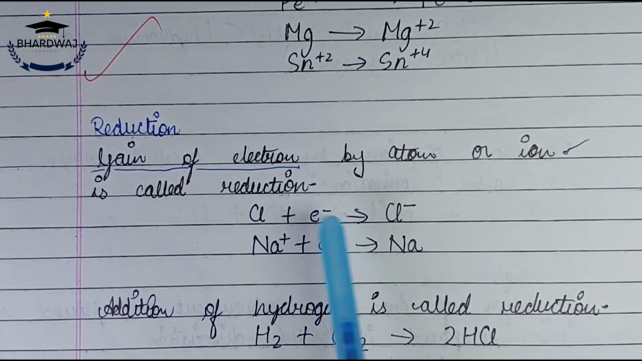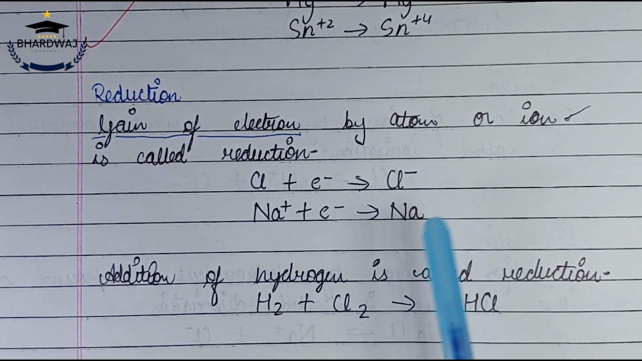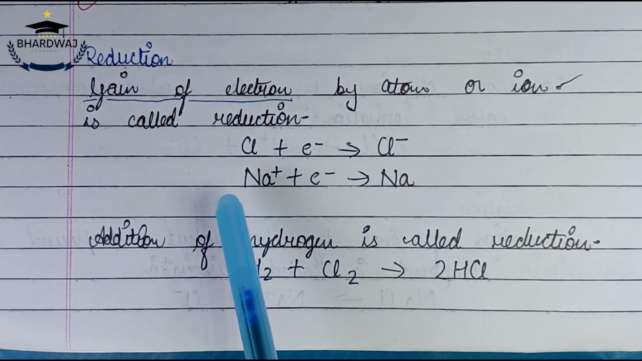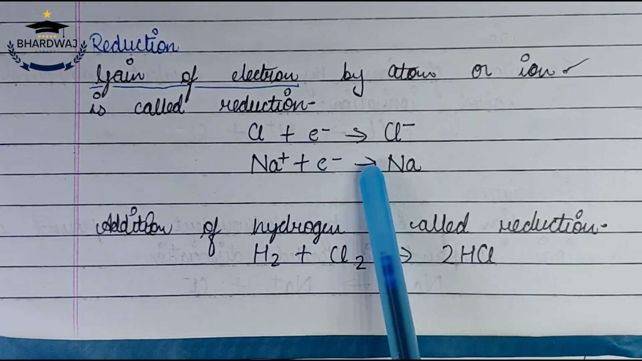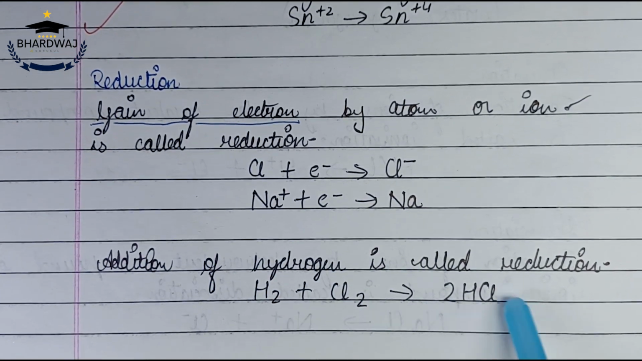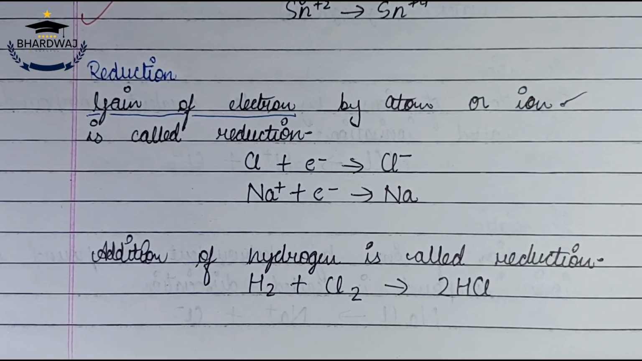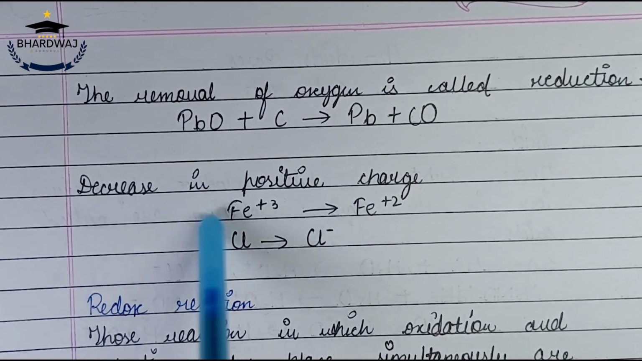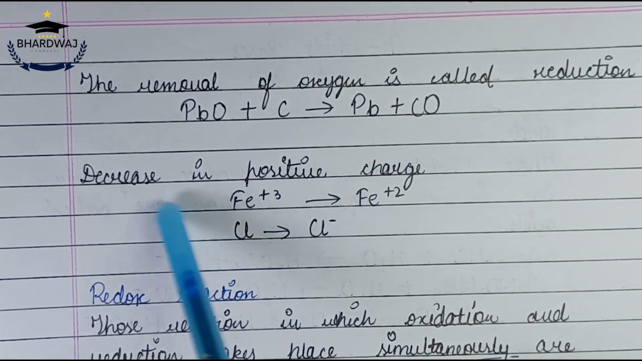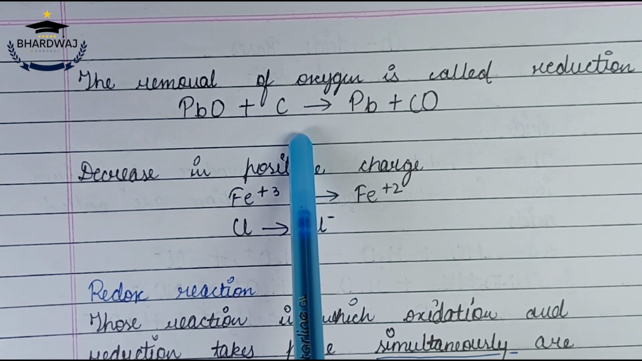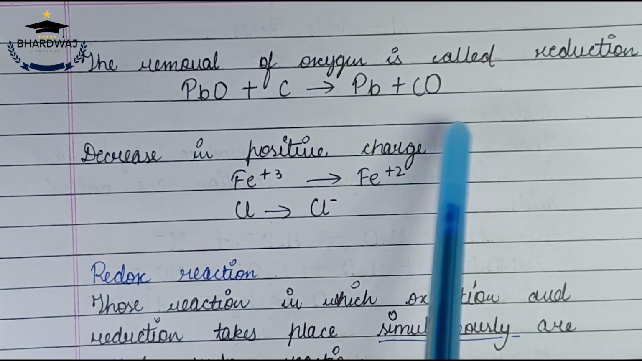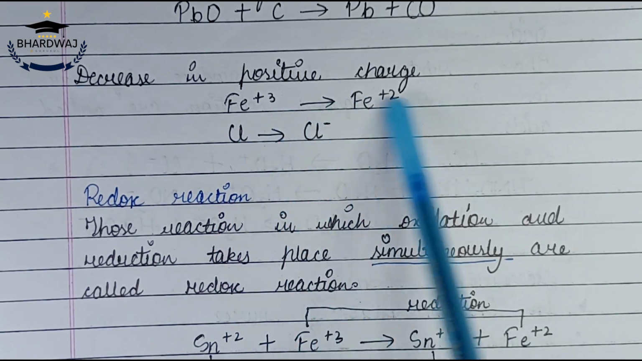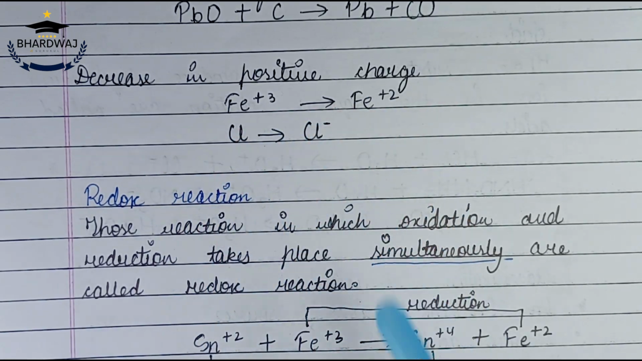Reduction: gain of electrons by an atom or ion is called reduction. Cl + electron gives Cl−, Na+ + electron gives Na. Addition of hydrogen is called reduction. H2 + Cl2 gives 2HCl. The removal of oxygen is called reduction. Example: PbO + carbon gives Pb + carbon monoxide. Decrease in positive charge. Example: Fe+3 to Fe+2, Cl to Cl−.